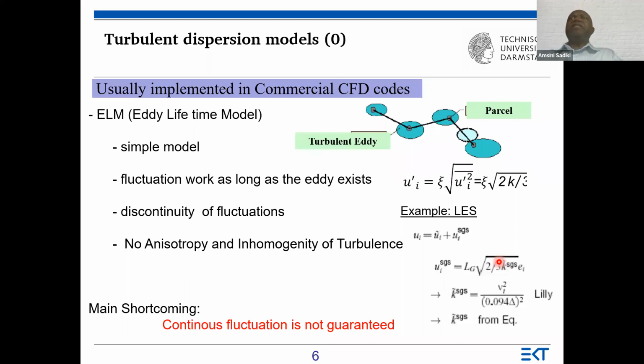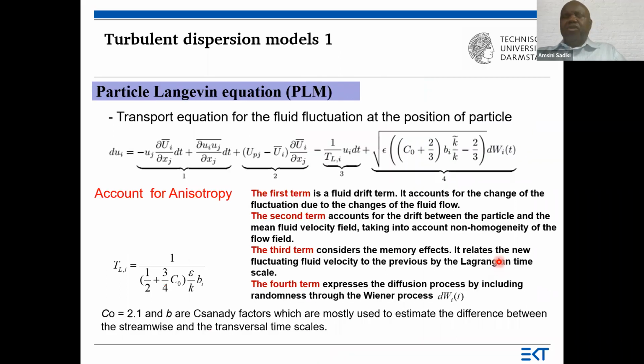This is usually implemented in commercial codes. And to make the simulation very realistic, the question was how we can transport the fluid fluctuation at the position of particles. Meaning we follow the particle and we get the interaction over time of this particle with the fluid phase. And for that, we consider the so-called Langevin model.